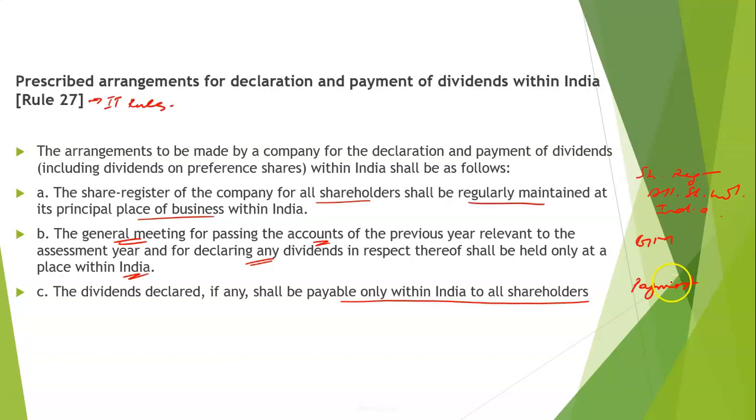Now, if these 3 things are as per the points described under Rule 27, then the company shall be treated as a resident company. So if a company has made such arrangements for paying or declaring dividend, then that company shall be treated as a resident company. Clear? And the last point was regarding certain other categories of companies wherein we decided they are resident based on their place of effective management.